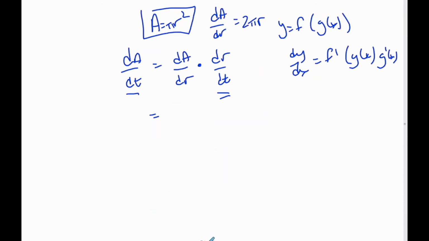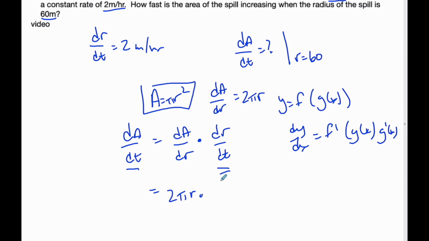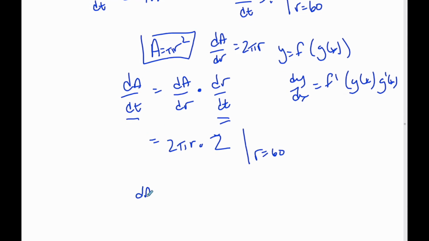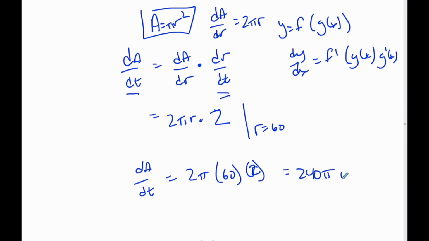And so dA/dt is going to be dA/dr, which is 2 pi r, times dr/dt, which I know from here is 2. And I want to find this when r is equal to 60. So dA/dt is equal to 2 pi times 60 times 2, which if I put that all together is 240 pi, and it is area in meters, so it's going to be meters squared per hour.